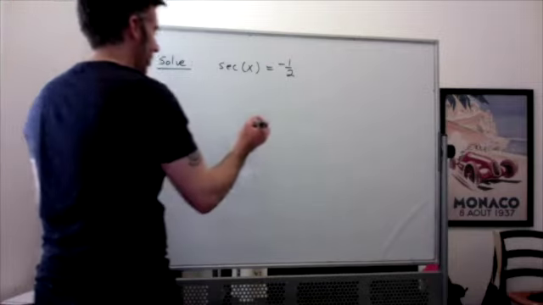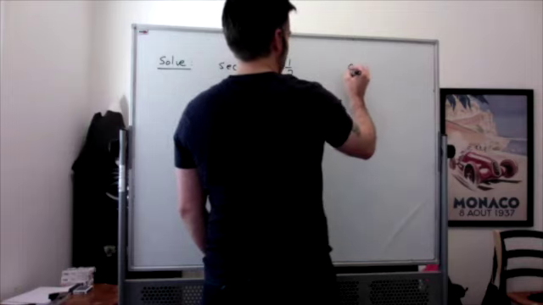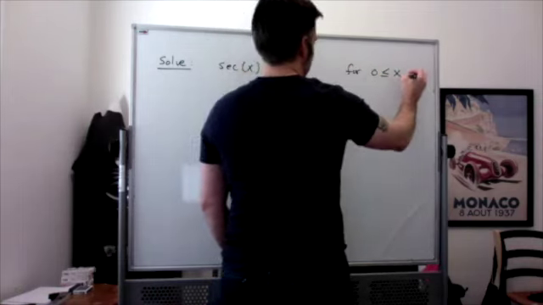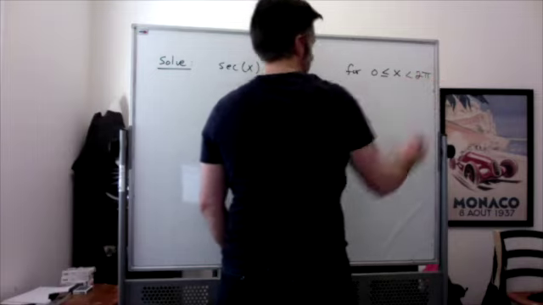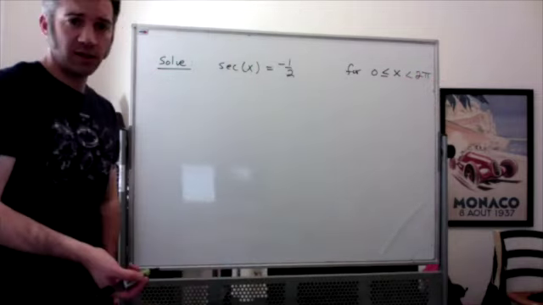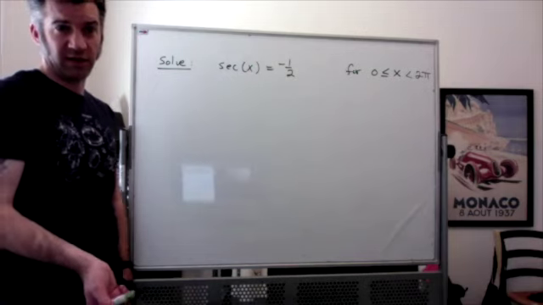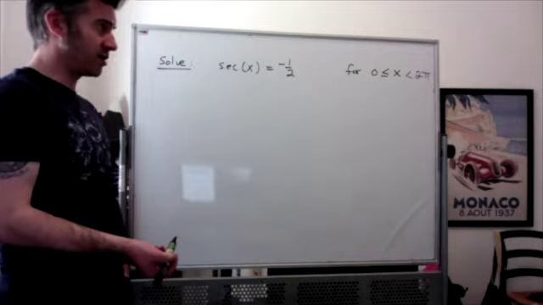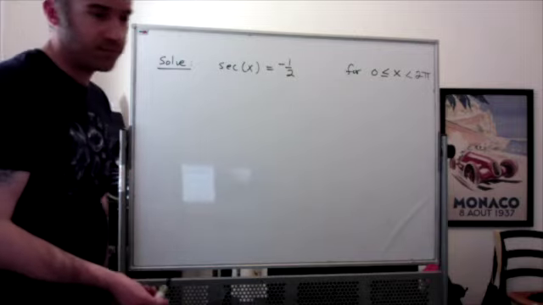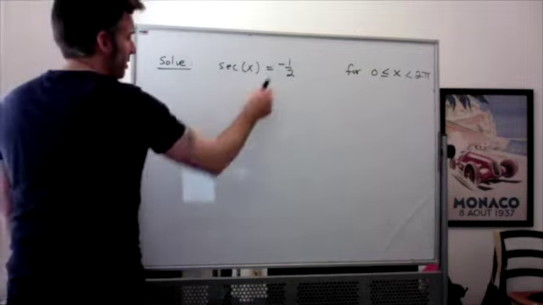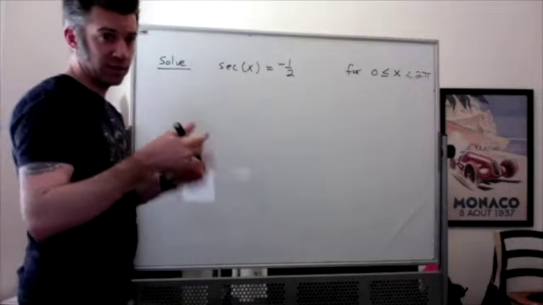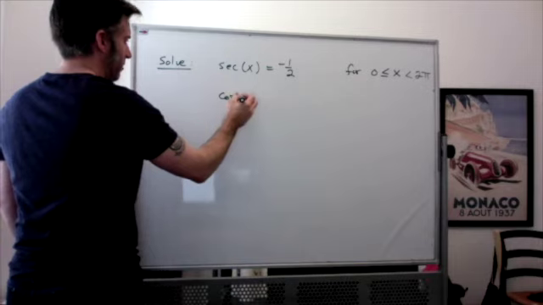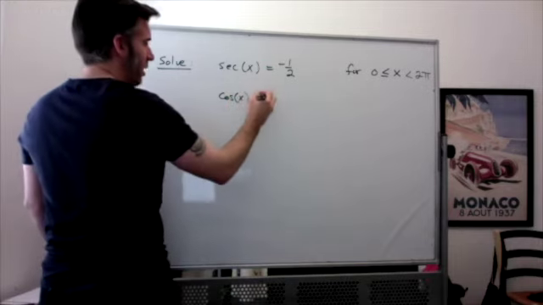I'd much rather use the reciprocal. Oh, and I should also point out, we are solving this for x greater than or equal to 0, less than 2π. And that's always going to be the context here, unless I specifically say otherwise. You should assume that when we're solving an equation like this, the angles we're finding are always between 0 and 2π. So instead of doing this, I'm going to take the reciprocal of both sides. The reciprocal of secant is cosine. The reciprocal of -1/2.